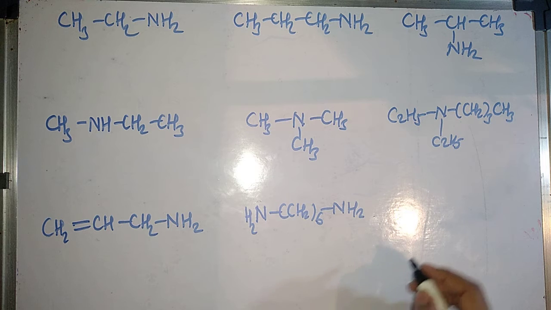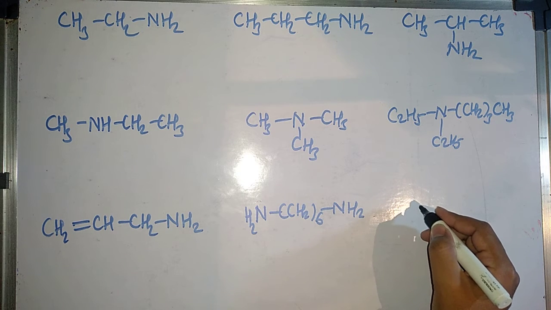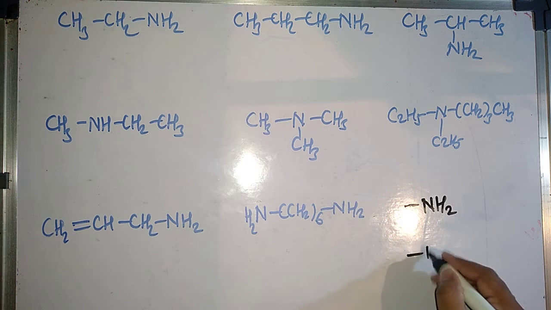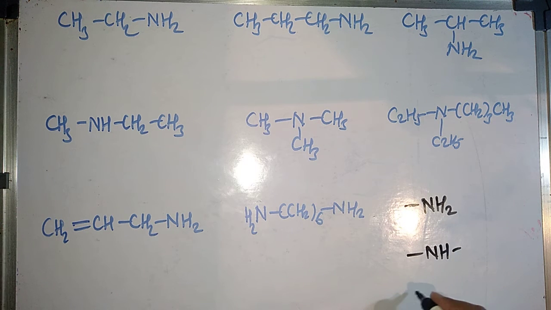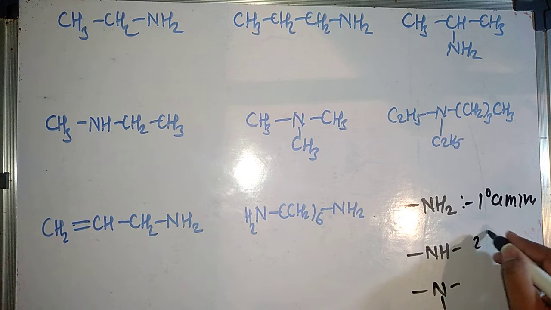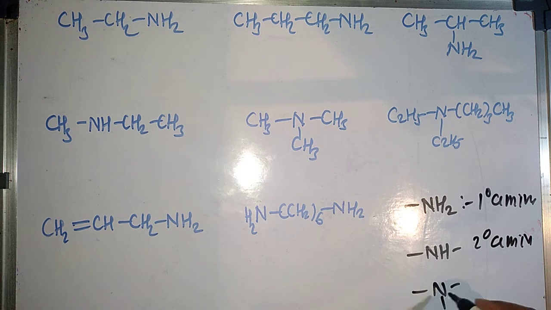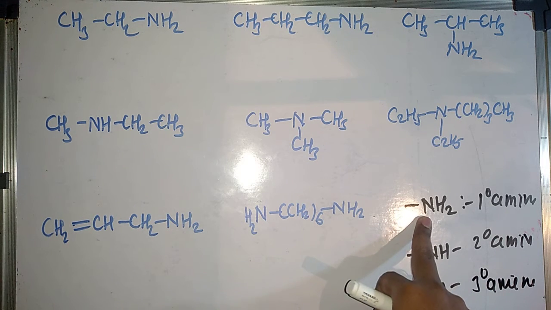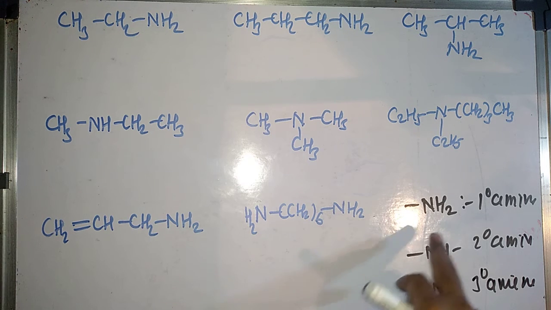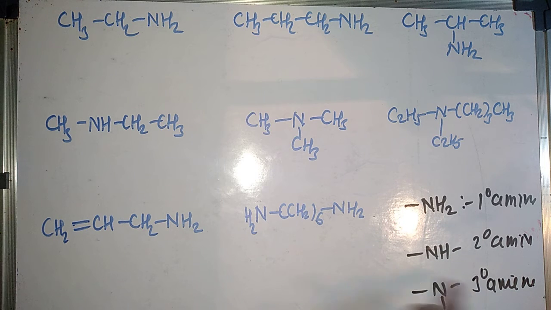So what are amines? Amines are nitrogen-containing organic compounds which contain -NH2 as a functional group, or -NH- as a functional group, or -N- with three bonds as a functional group. -NH2 means primary amine, -NH- means secondary amine, and when we have a trivalent nitrogen atom, in that case it is called a tertiary amine. So this is the amino group, that is NH2, this is the imino group, and this is a tertiary nitrogen atom, which are the primary, secondary and tertiary amines.